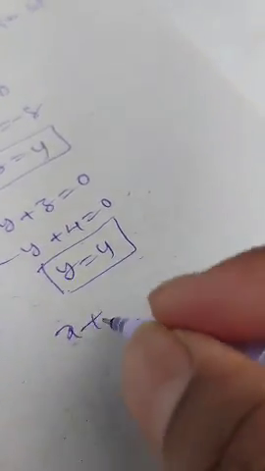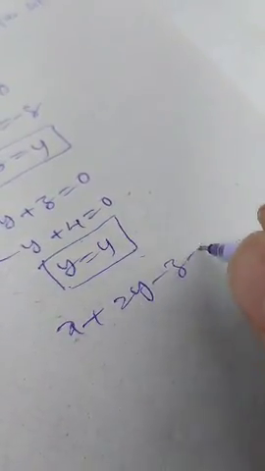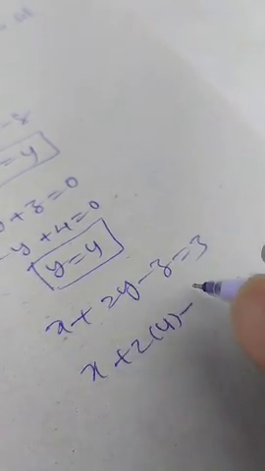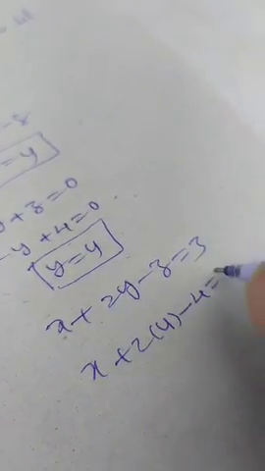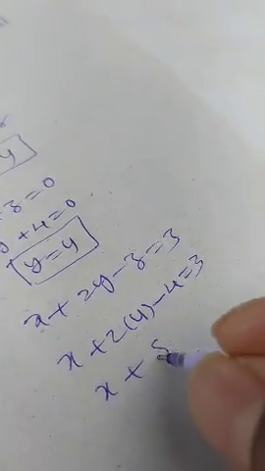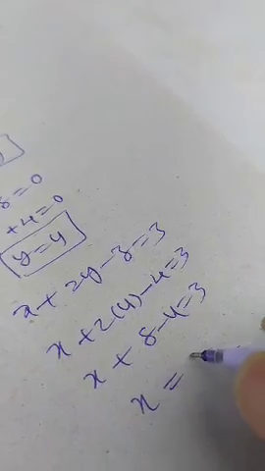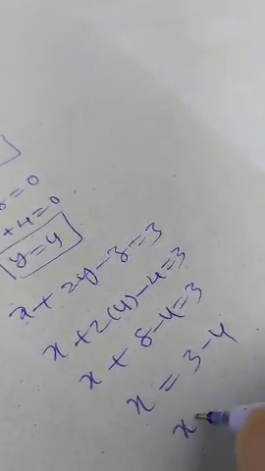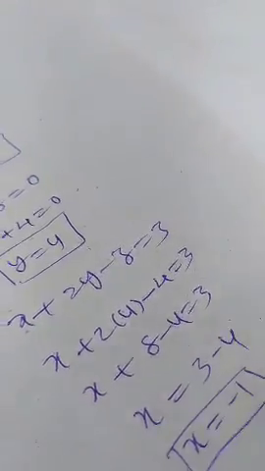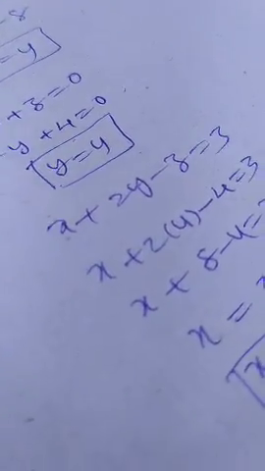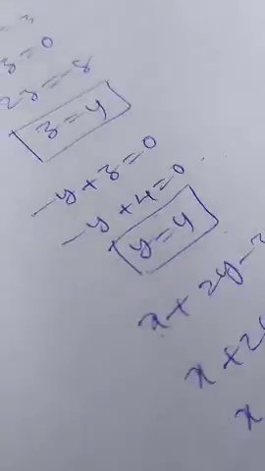So from the first equation, x plus 2 into 4 minus 4 equal to 3. 8 minus 4 equal to 3. x is equal to 3 minus 4. x is equal to minus 1. So these are the solutions: x is minus 1, y is 4, z is 4. Right? Now the second problem, one more example problem.